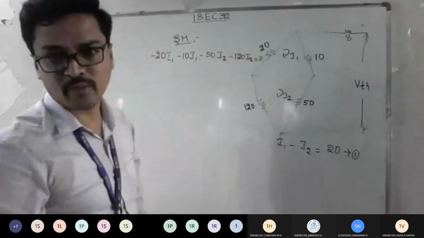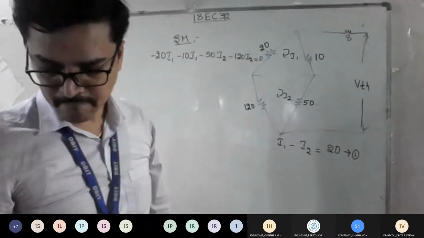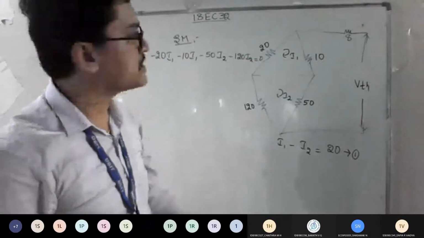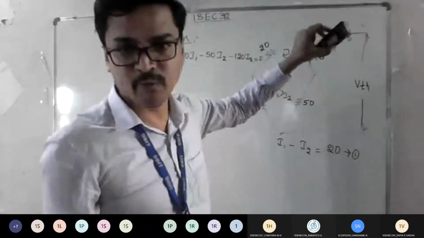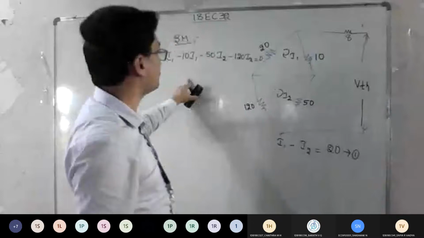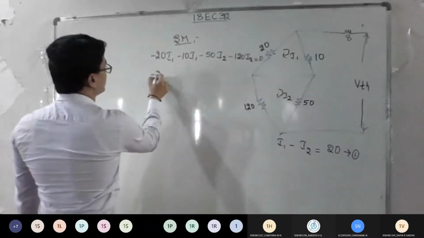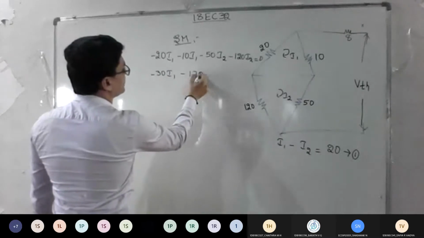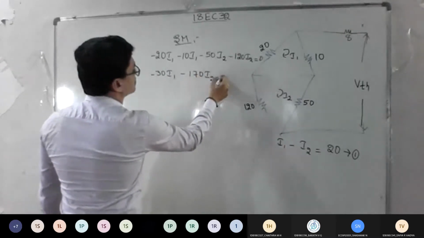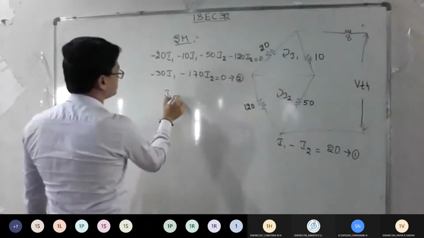So what will happen for the 8 ohm resistor? Is any current flowing there? No, sir. Since it's an open path, there is no flow of current. I can tell across 8 ohm the current is 0. So now you can simplify these two equations. It's minus 30 I1 then minus 170 I2 equal to 0. So this is equation number 2. Solve 1 and 2 and tell me what is the answer.